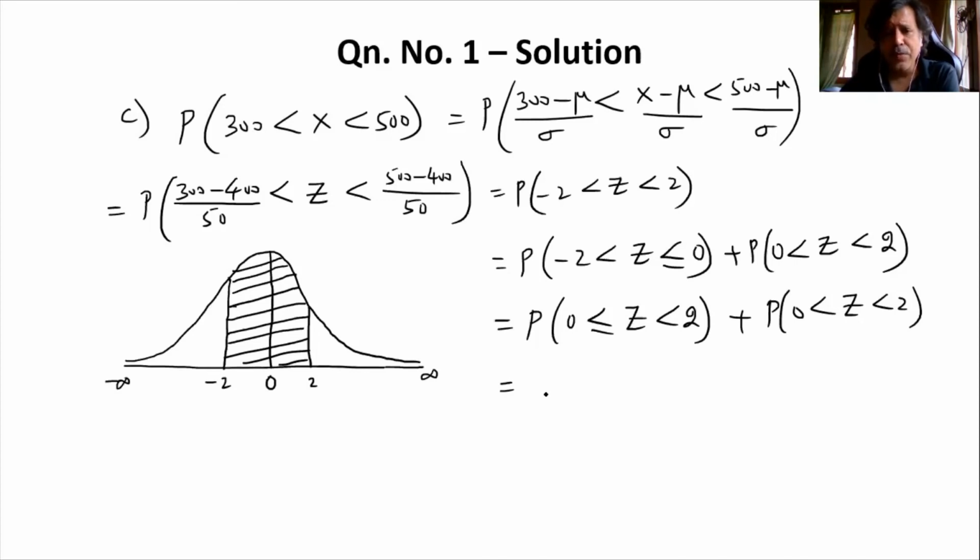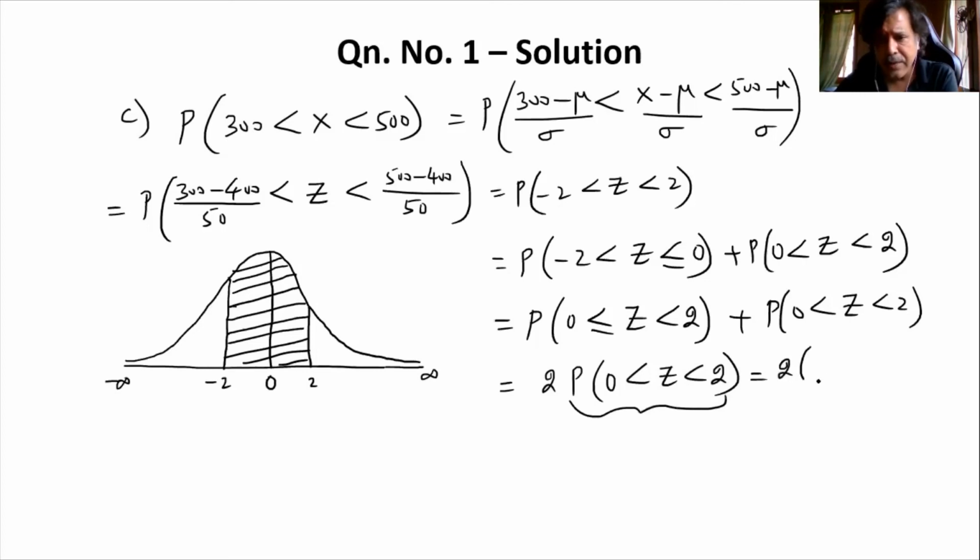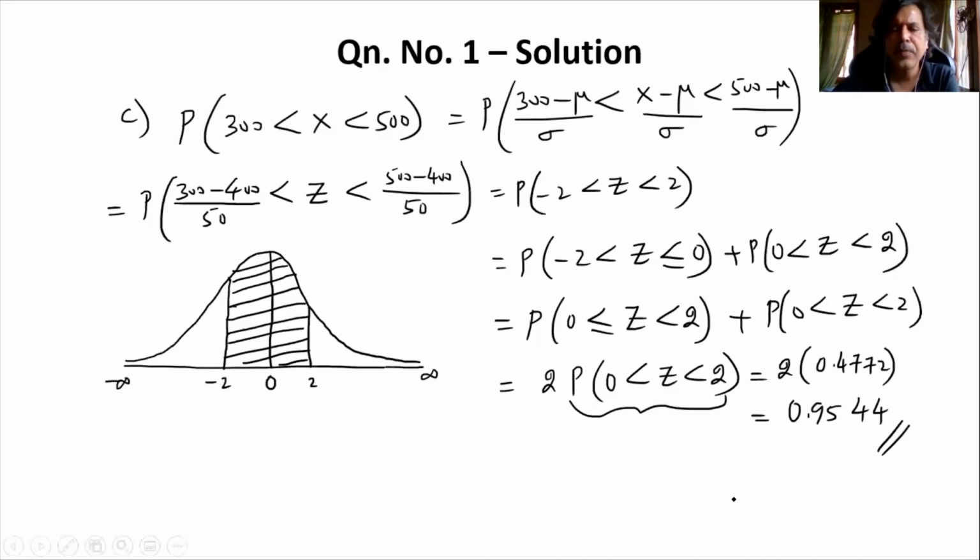So for Z equal to 2, I will write this as 2 times the probability of 0 less than Z less than 2, because it is appearing twice. And this value, I can get from the table as 0.47. So if you multiply that, you will get 0.9544. So that is the proportion or the probability for that particular question. That's all about this question.